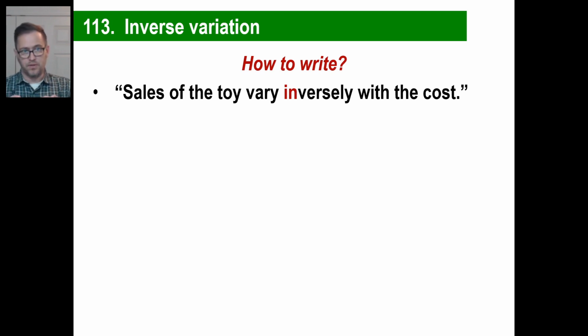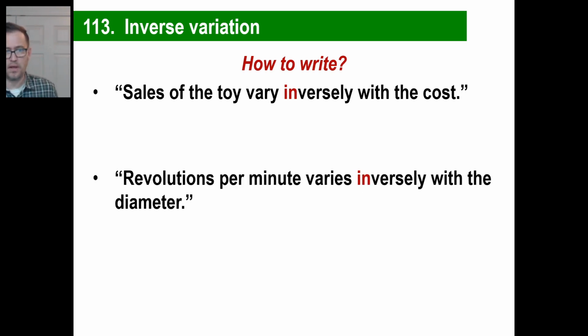But look at this. You sell a toy, it varies inversely with the cost. In other words, the price is going up for the toy. What happens to the number of sales when the price goes up? It goes down, okay? When the price of the toy goes down, then more people can afford it and it goes up. So we're going in different directions. That's inverse variation.